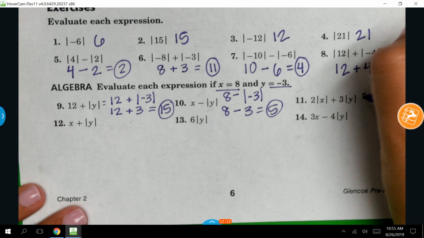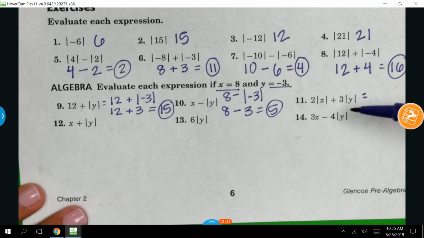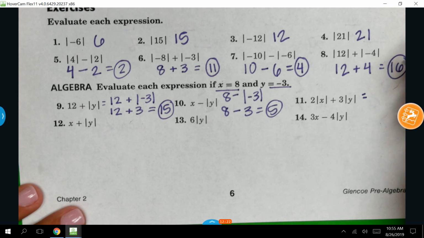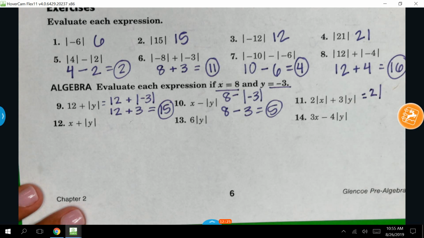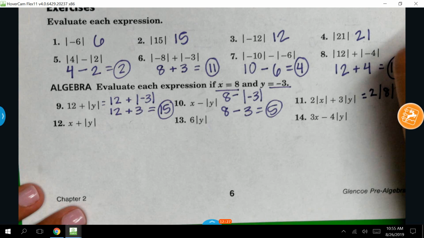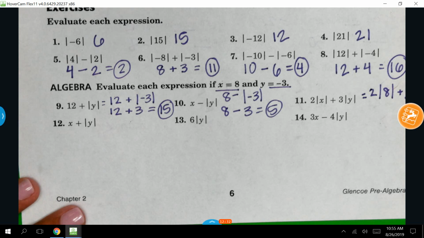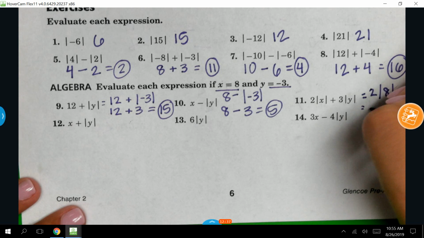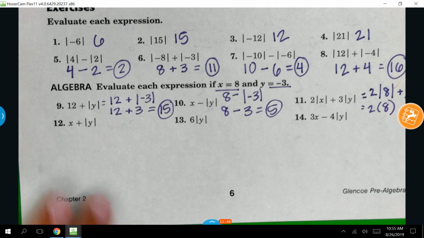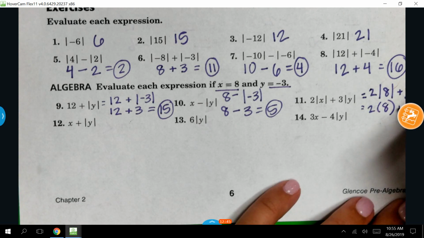And number 11, now I have some multiplication. So this means, if I were to read this, it means 2 times the absolute value of x plus 3 times the absolute value of y. So when I plug those numbers in, that means I have 2 times the absolute value of 8 plus 3 times the absolute value of negative 3. Before I can multiply, I need to evaluate the absolute values. So then that means I have 2 times 8. So I'm basically just replacing those absolute value bars with parentheses. Plus 3 times positive 3.